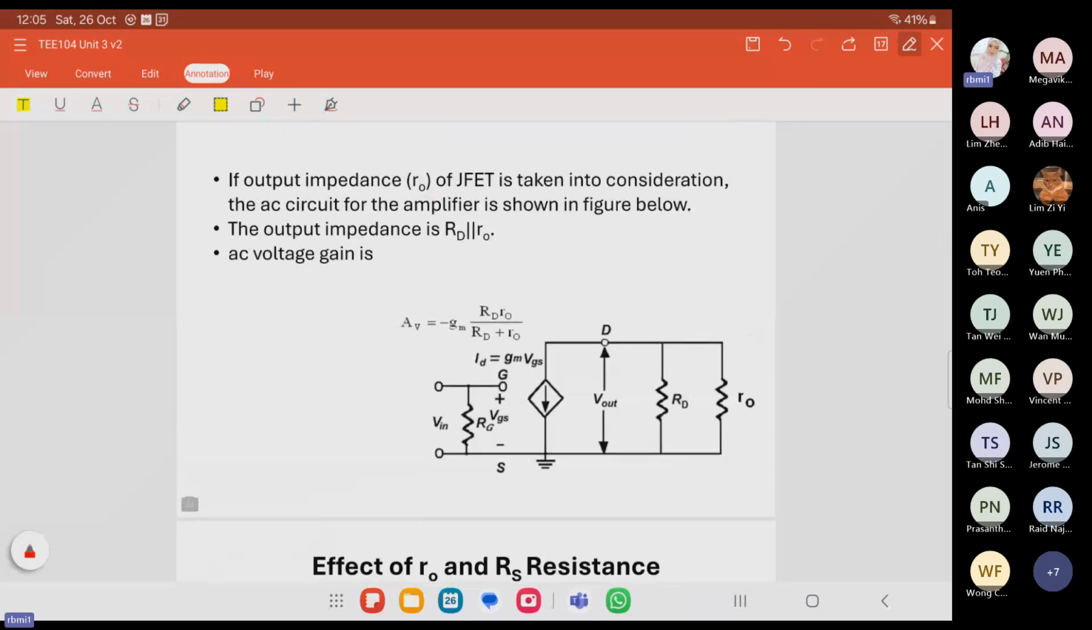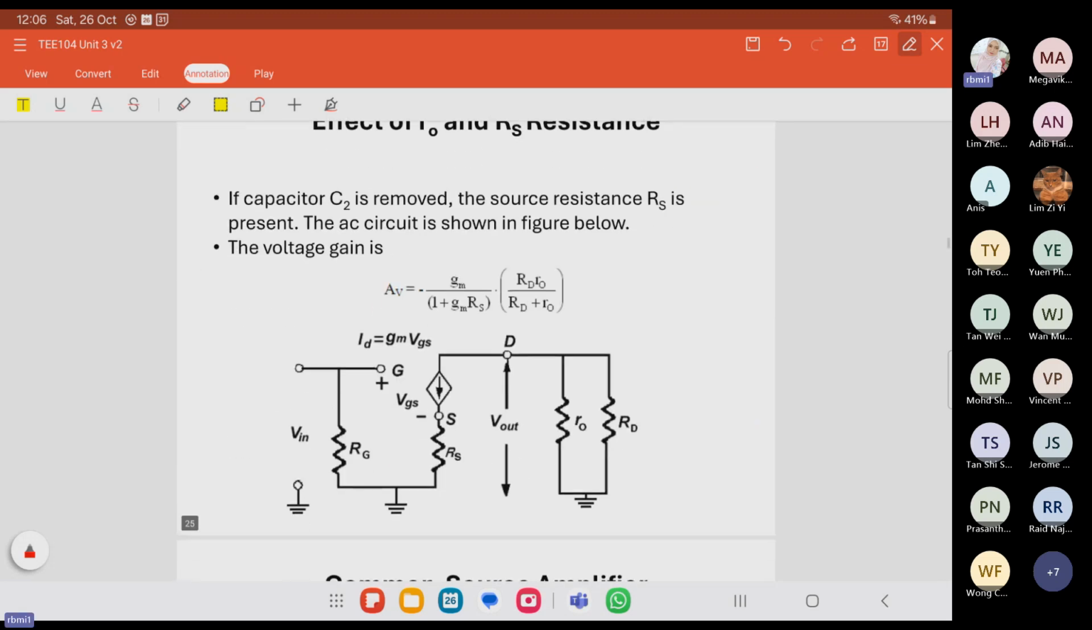Now here, if we have the circuit with R naught impedance, which was not there earlier, here we have the output impedance. So this will be the expression for voltage gain with the output impedance. We parallel these two, so RD parallel with R naught. This is the formula for parallel resistance.